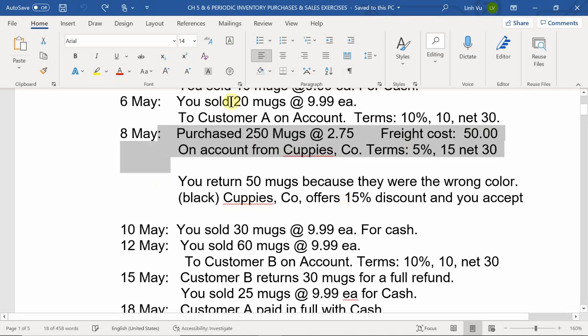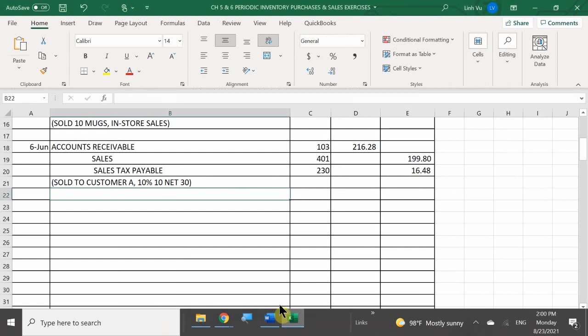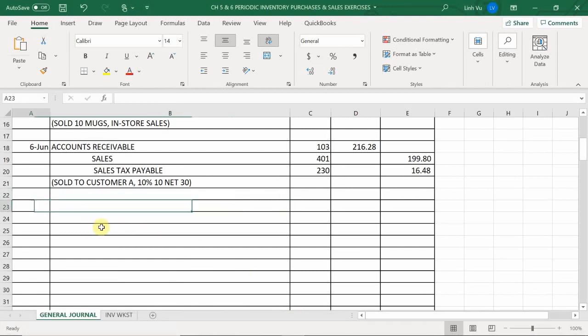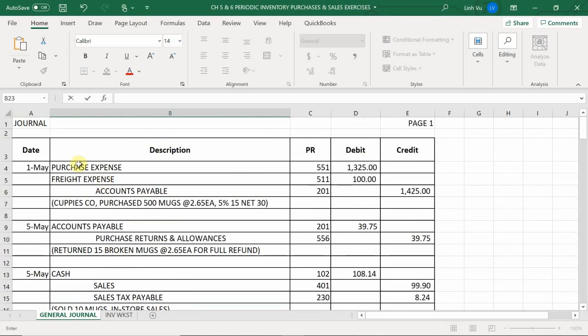Okay, so we purchased on May 8th 250 mugs at $2.75 each, with the freight costing $50. You have purchase expense, you have a freight, and he didn't pay, so accounts payable, no? Good.